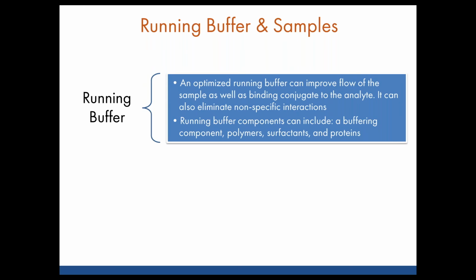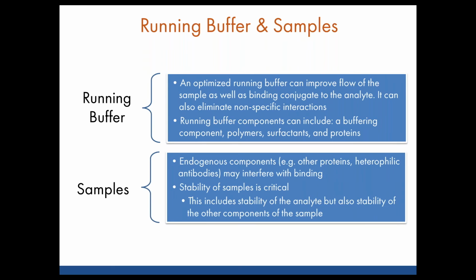By optimizing the running buffer, you can improve the flow, eliminate nonspecific binding, and improve the binding of your analyte. The running buffer can include a buffering component, such as PBS, polymers, surfactants, and proteins. When you're dealing with samples, it's really important to keep in mind that all of the other endogenous components of the sample may interfere with binding to your analyte. This can be mitigated by optimizing the running buffer or with some of the other optimizations listed in the sections above. The other issue to think about is the stability of the sample. Not only is the stability of the analyte important, but the stability of the rest of the components of the sample are important as well.